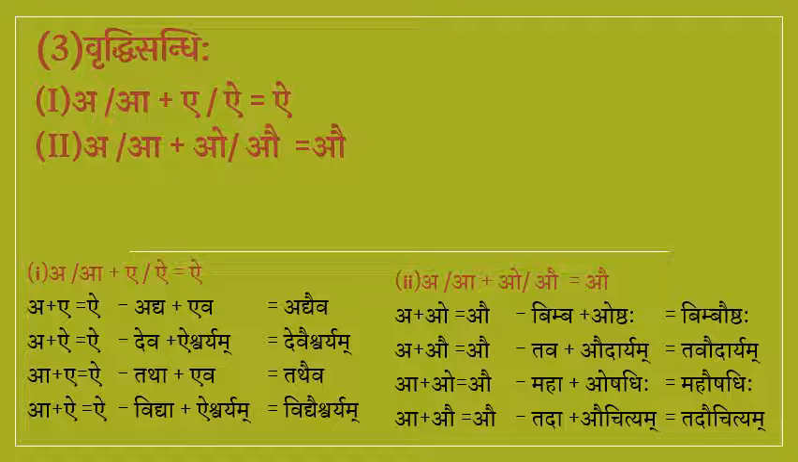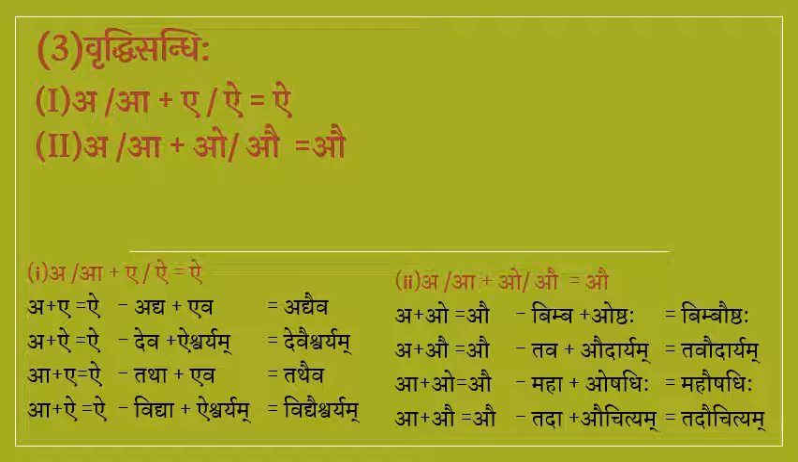Another part: Bimba plus Oshtha. In that, the Bimba word ends with A and the next word begins with O. So finally they are put together as Au, Bimbaushtaha. The remaining examples are Tava plus Audaryam, Tavaudaryam; Maha plus Oshadhihi, Mahaushadhihi; Tada plus Auchityam, Tadauchityam. This is the Au combination. So with that, Vriddhi Sandhi ends.